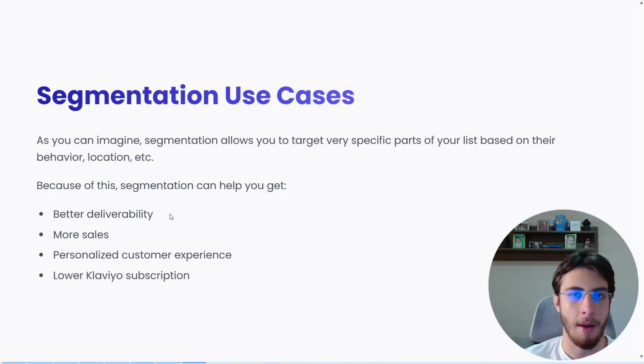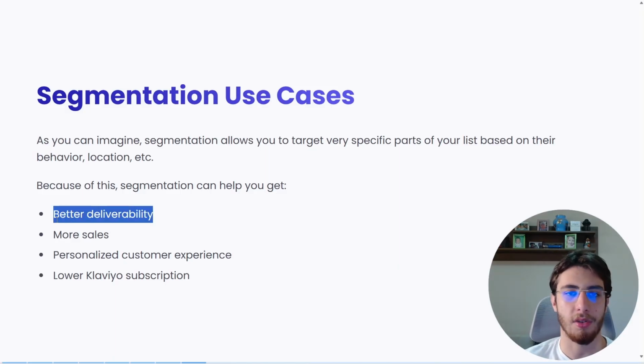So better deliverability. I'm going to explain in a minute why that is. More sales, personalized customer experience, and a lower Klaviyo subscription. In terms of deliverability, I actually made another module explaining that in detail, so it's going to pop up right now. Go ahead and watch it if you don't really know how to fix your deliverability or are struggling with it, right?